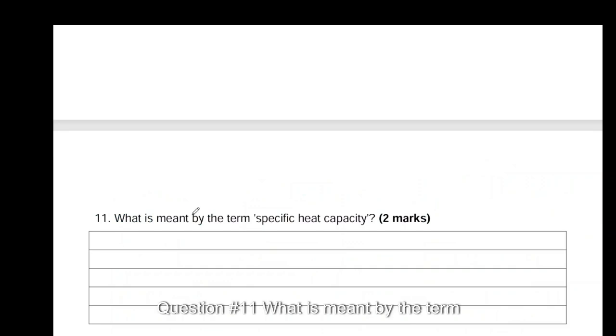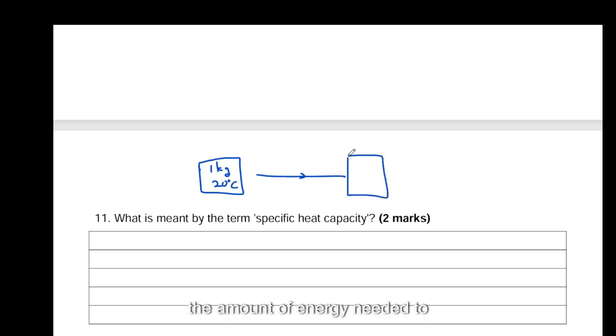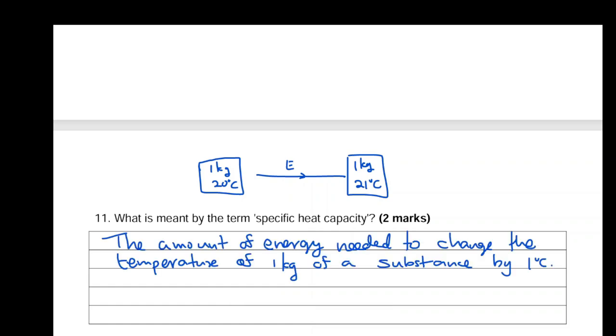Question number 11. What is meant by the term specific heat capacity? Remember, if you have 1 kilogram of a substance at a certain temperature, let's say 20, the amount of energy needed to increase the temperature of this 1 kilogram of a substance by 1 degree Celsius is defined as specific heat capacity. The amount of energy needed to change the temperature of 1 kilogram of a substance by 1 degree Celsius. Now, the formula for this is E is equal to mc delta theta.